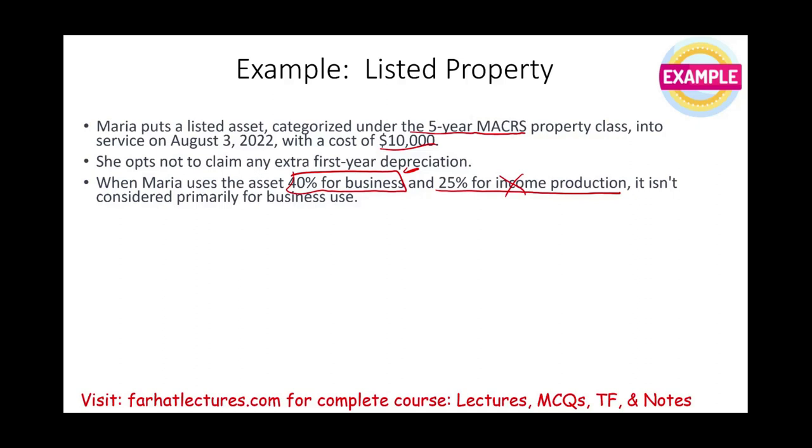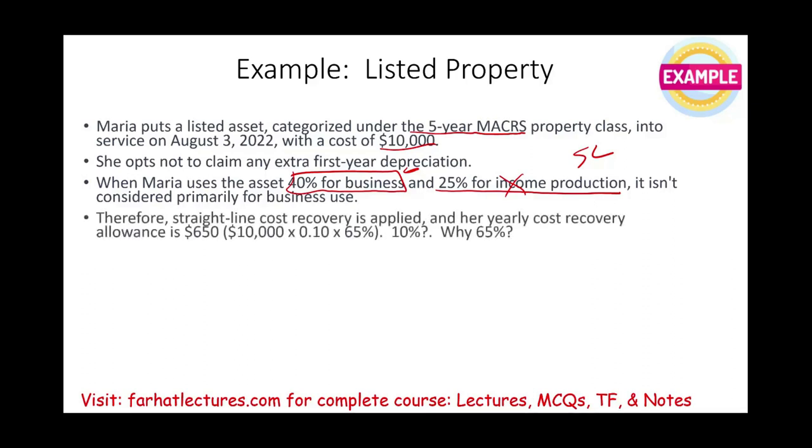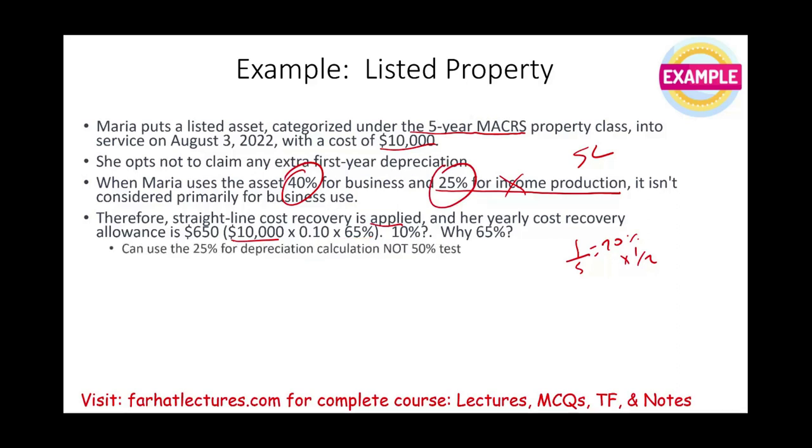Now, when we depreciate this asset, what method do we use? Since it's not over 50%, we're going to be using the straight line method. Now, how do we depreciate this? We're going to depreciate this at 65% usage. The straight line recovery method is applied, and Maria's yearly cost recovery is $10,000 times 10% times 65%. Where's the 10% coming from? Remember, it's a 5-year asset. 1 divided by 5 equals 20%. The first year will take half of it, which is 10%. Multiply by 65%. Again, why 65%? Well, because we combine the 40 and the 25 for depreciation purposes, not for the 50% test. Okay, keep that in mind.